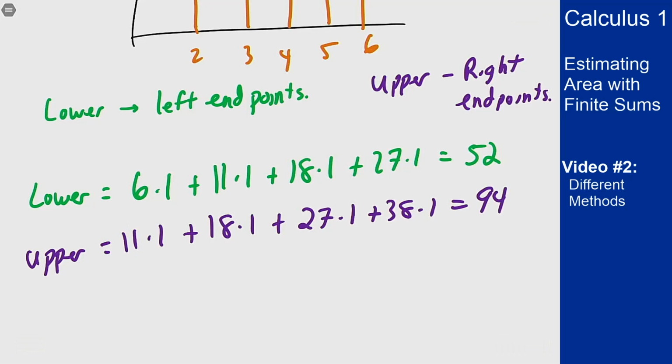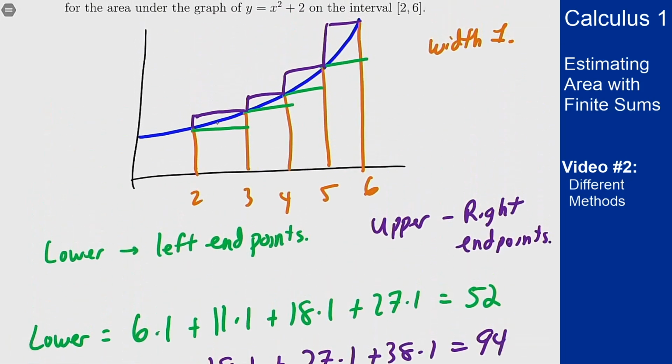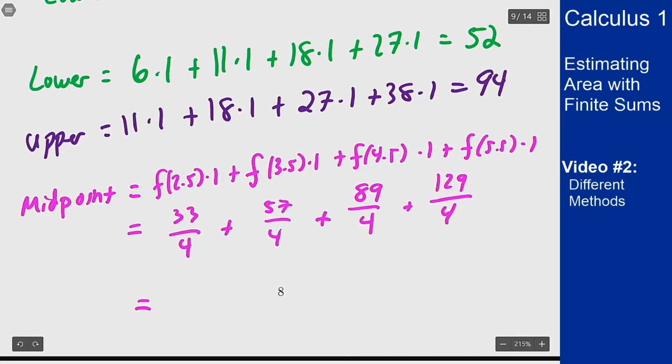And now for midpoints, what do I want? Well, for midpoints, I want the function values at each of these points here in the middle and use those for rectangles. So I want the value at 2.5, 3.5, 4.5, and 5.5 to give me my heights. f of 2.5 is 5 halves squared, which is 25 over 4, plus 2, which is 33 over 4. We're plugging in the rest the same way. And adding these up, we get 308 over 4, which is 77.